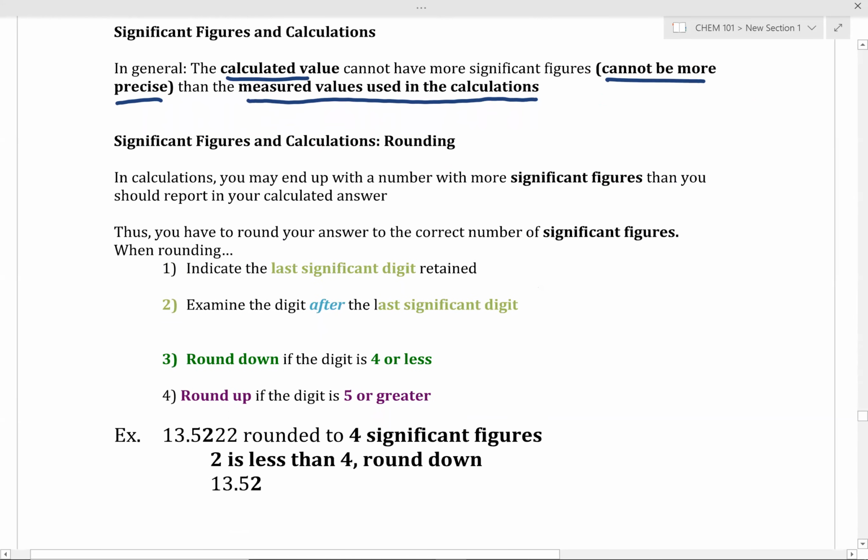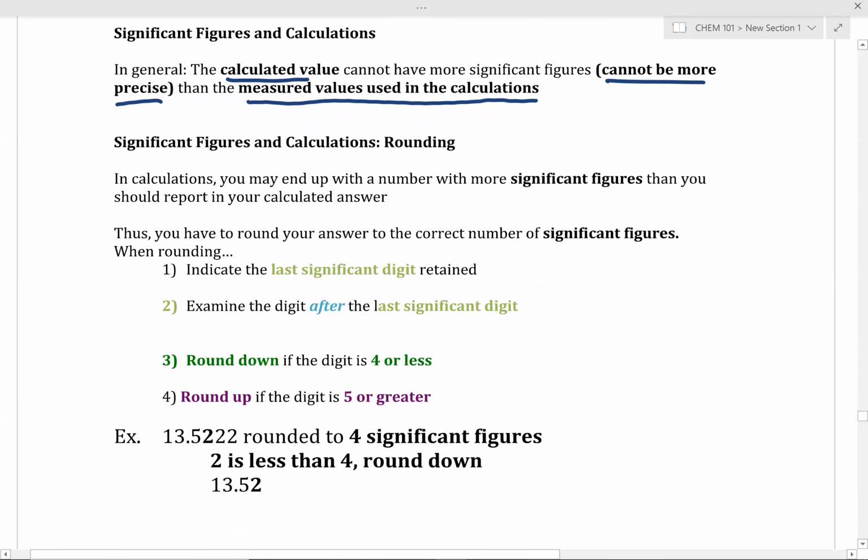So when you're dealing with calculations, in many cases, you're going to have to round numbers to the proper number of sig figs. You're going to have to round to a certain number of significant figures. So let's talk a little bit about the rounding rules. For rounding, the first thing you're going to do is indicate the last significant digit. Whatever the last significant digit is, you're going to underline it, circle it, highlight it, whatever.